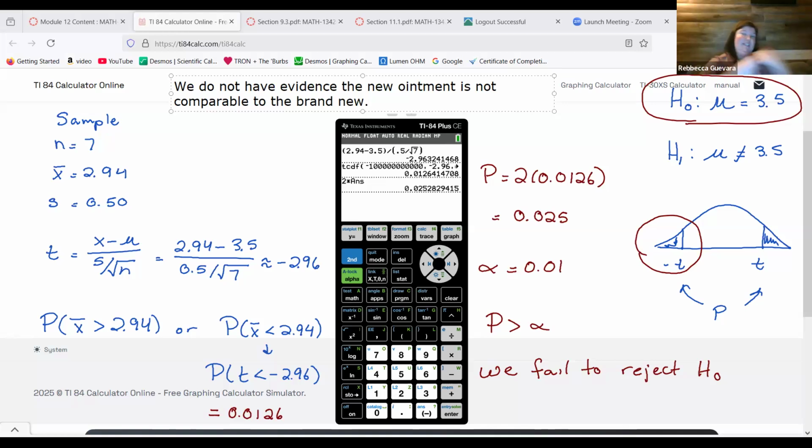We can market this now because it appears that even though it looks like it's a little lower, like I said, it's not so low that it's so far away from 3.5 on average to say that it's not working. So we don't have evidence that's not working. So that's all we can say. Because remember, what we're looking for is evidence to support the alternate hypothesis. We can't support the null hypothesis. So when we fail to reject the null hypothesis, all we can do is say we don't have evidence to the contrary. So we do not have evidence that the new ointment is not comparable to the brand name. I said brand new, it's a brand name.